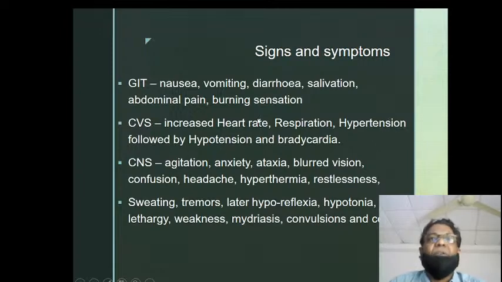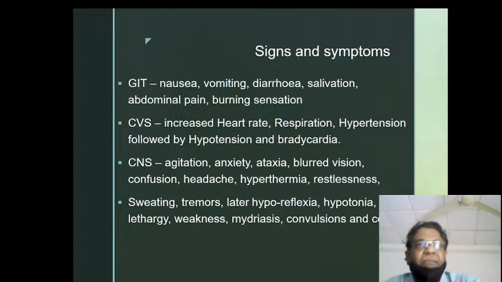So this is another important point. In the early phase there will be tachycardia and hypertension, but in a later part it develops hypotension and bradycardia. It also affects the central nervous system. It produces agitation, anxiety, ataxia, blurring of vision, confusion, headache, hyperthermia, restlessness. It increases sweating and also produces tremors. There will be some amount of hyporeflexia and hypotonia of the muscle, resulting in muscular weakness.